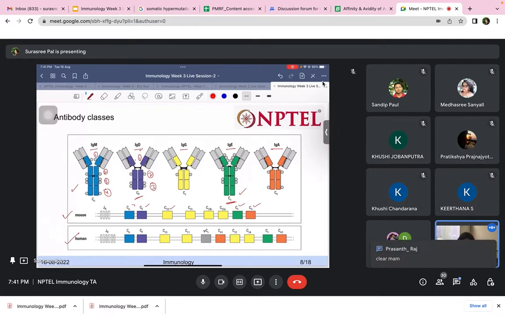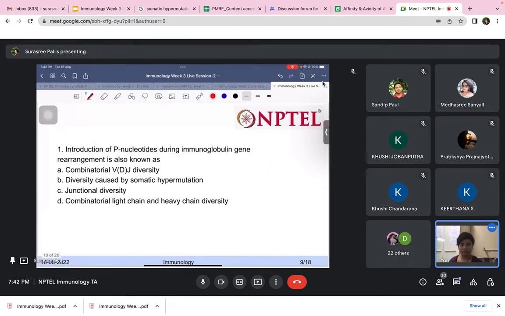Okay, so if you have no more questions, we will go through the questions. Okay, this is the first question. Introduction of P nucleotides during immunoglobulin gene rearrangement is also known as: VDJ diversity, combinatorial VDJ diversity, diversity caused by somatic hypermutation, junctional diversity, or combinatorial light chain and heavy chain diversity. Please post your answers in the chat box.